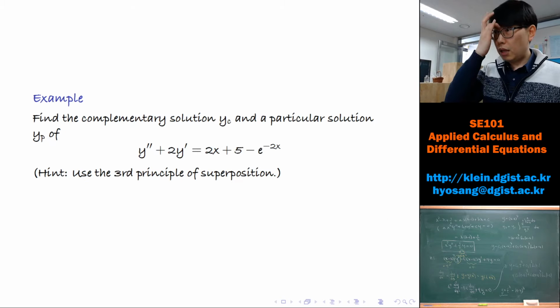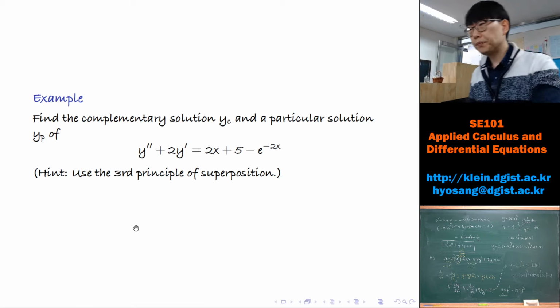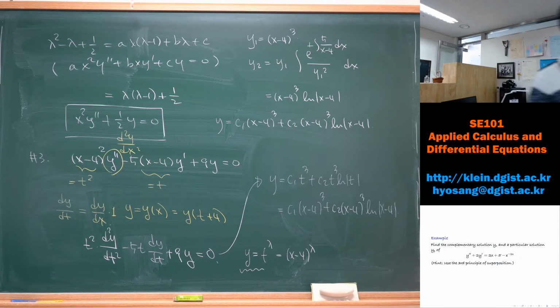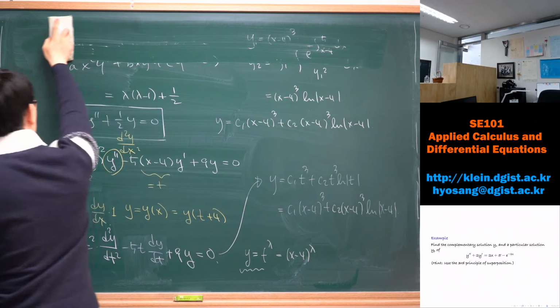So let me give an example here. This is a simple example. Find a complementary solution and a particular solution, and that gives the general solution. It also says to use the third principle of superposition to find the general solution.